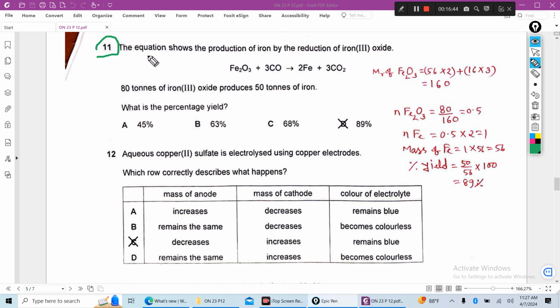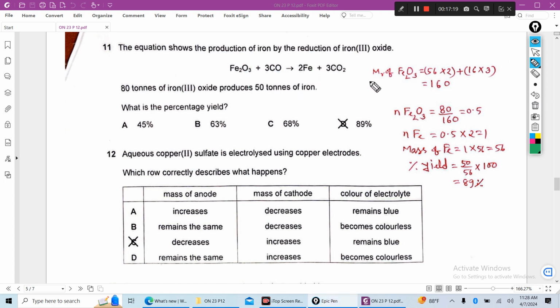Question number 11. The equation shows the production of iron by the reduction of iron(III) oxide. Here iron(III) oxide is reduced to iron. The mass of iron(III) oxide is given as 80 tons. 80 tons of iron(III) oxide produces 50 tons of iron. The actual mass is given, so we need to calculate the mass.